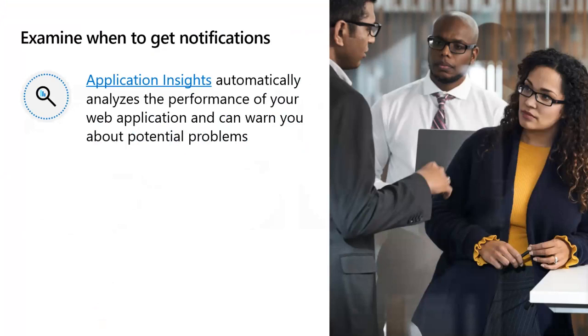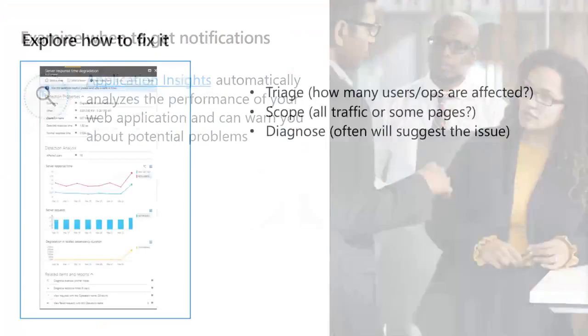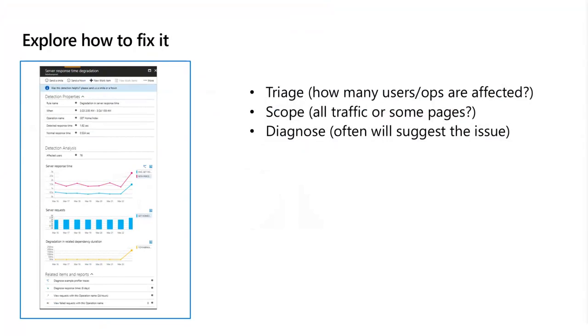What else do we need to examine to get notifications? Well, Application Insights automatically analyzes the performance of your web application and can warn you about potential problems, such as, as I mentioned before, the amount of exceptions, maybe a 404, the amount of traffic that we are having. Based on this, we can create alerts. These alerts can trigger different actions.